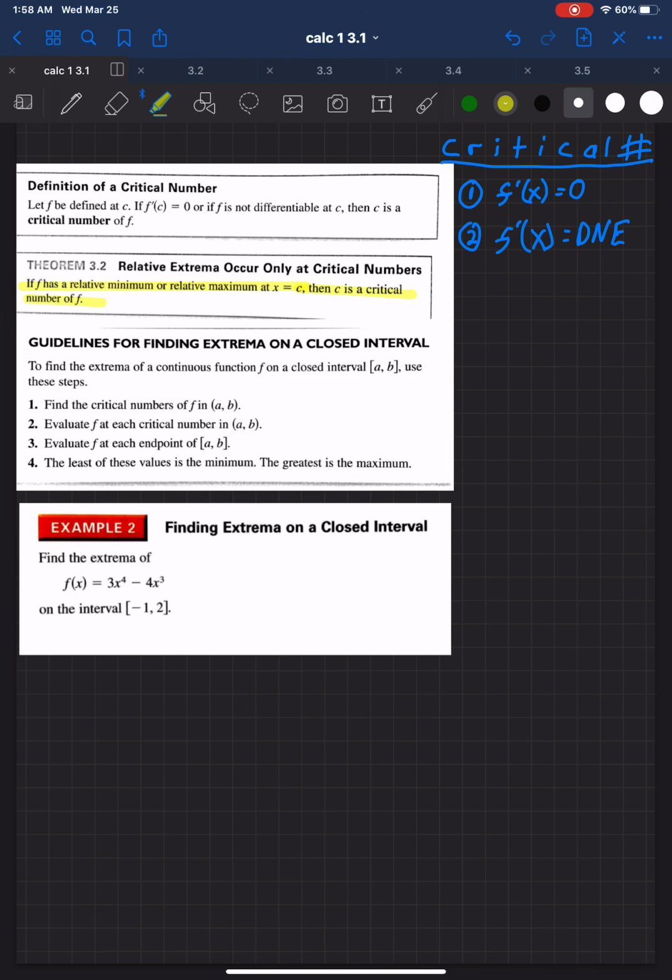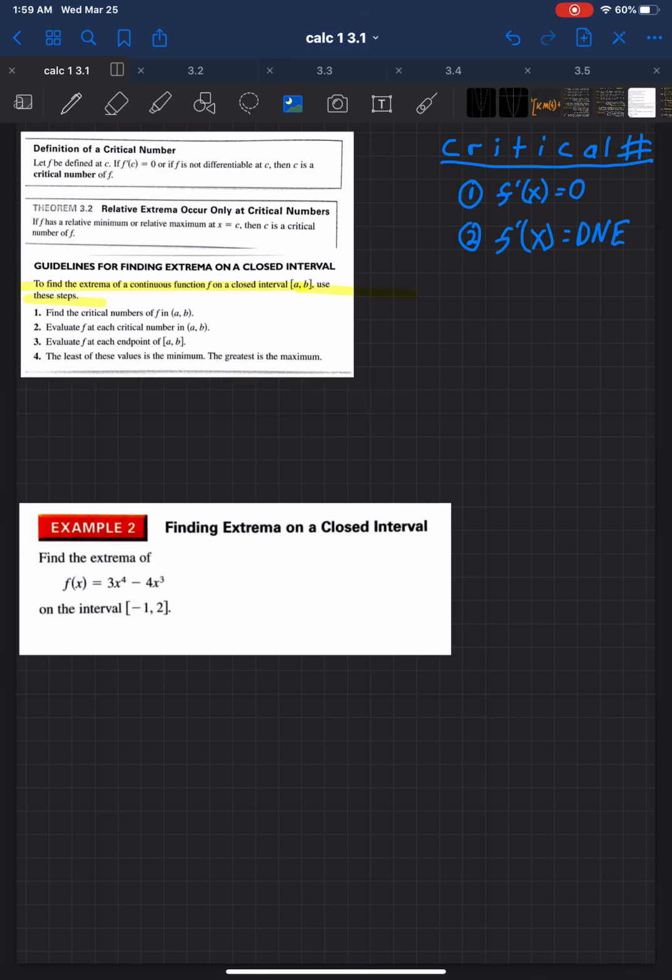Okay, so I need you, right? You have a lot of math in front of you. I need you to start to understand some things here. This theorem is an if-then statement. Right? Notice the setup. It's if there is a min or max. Right? If the function has a relative min or max.